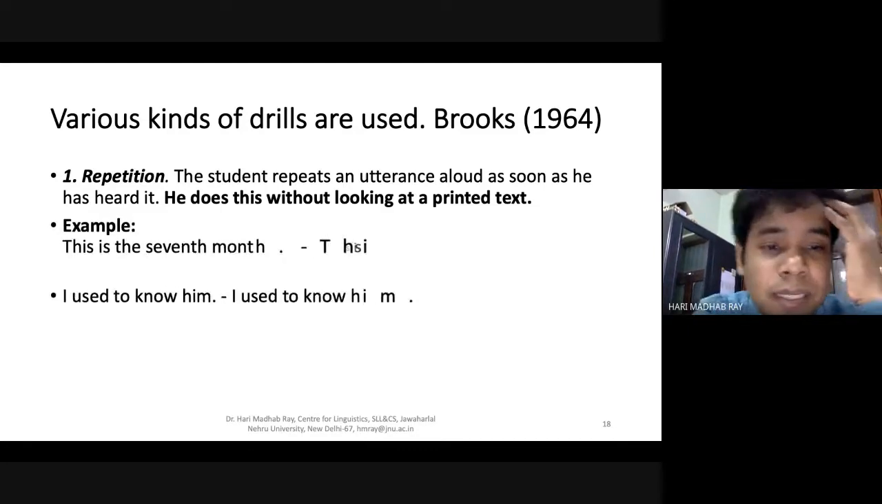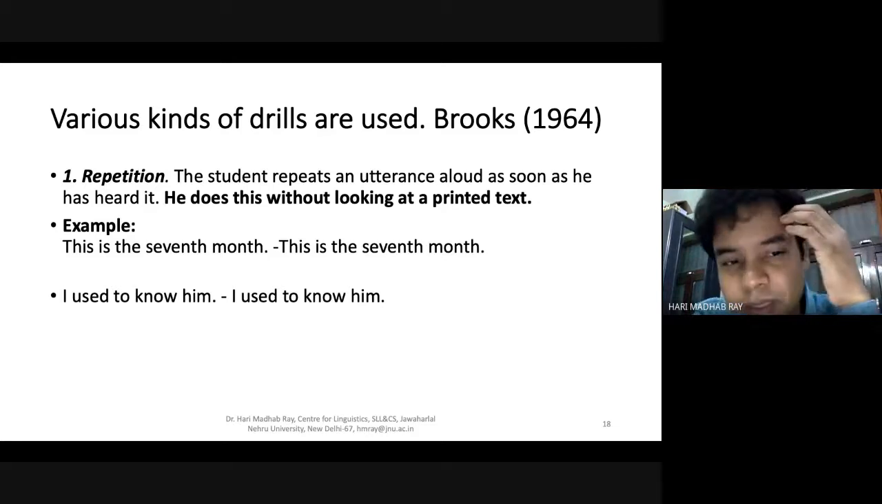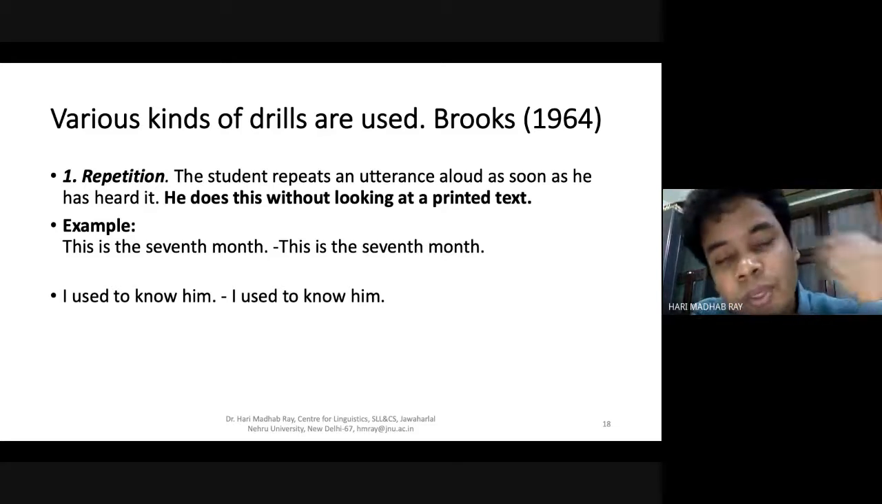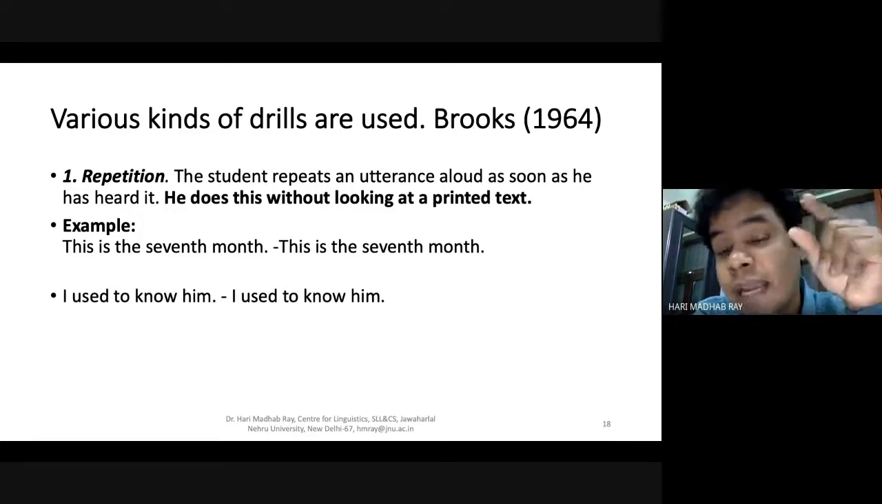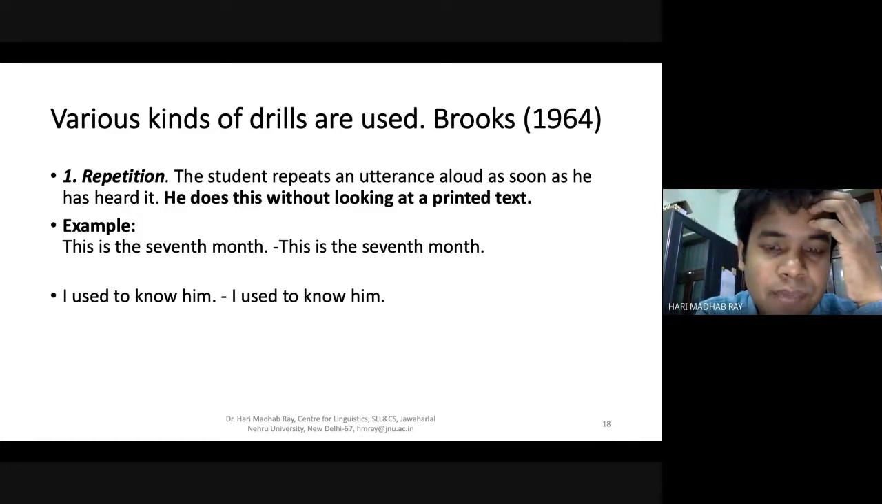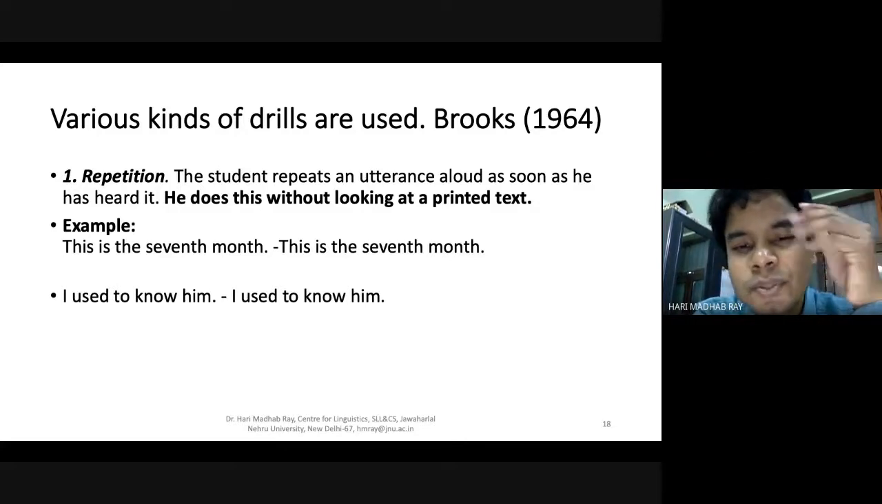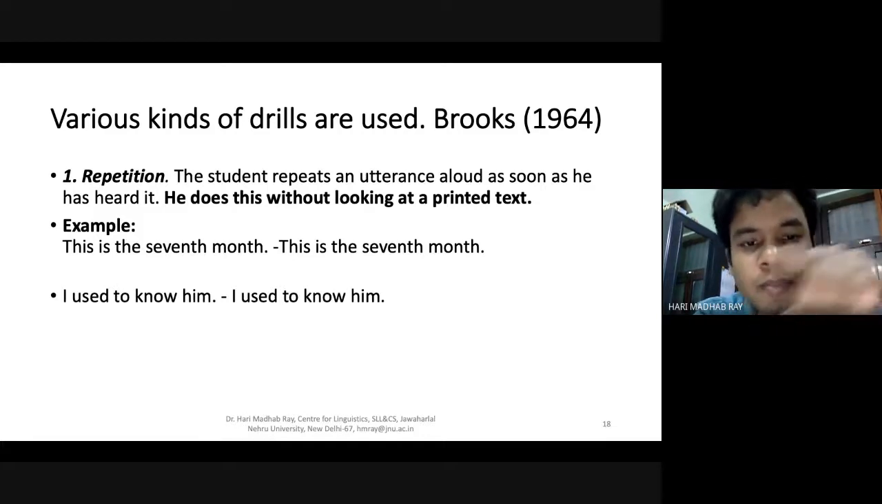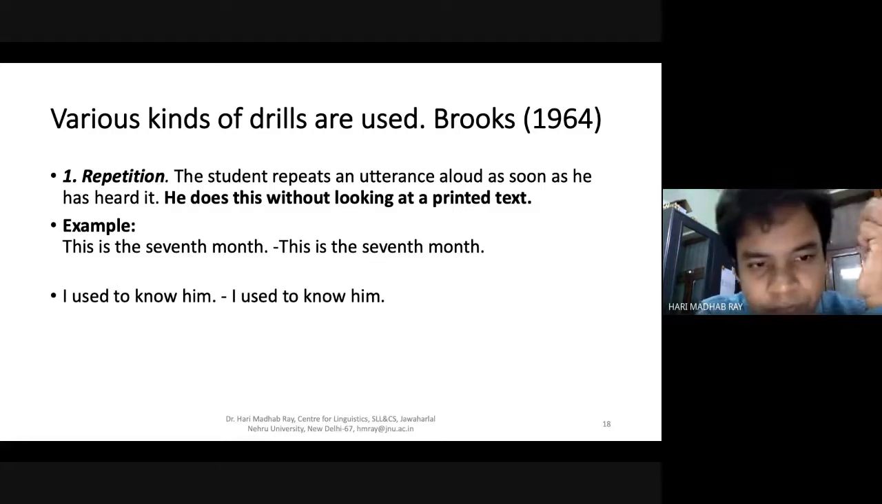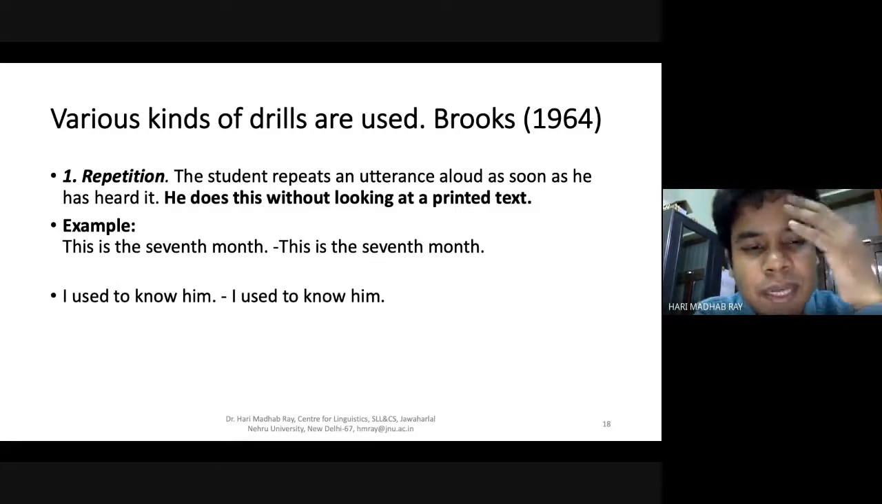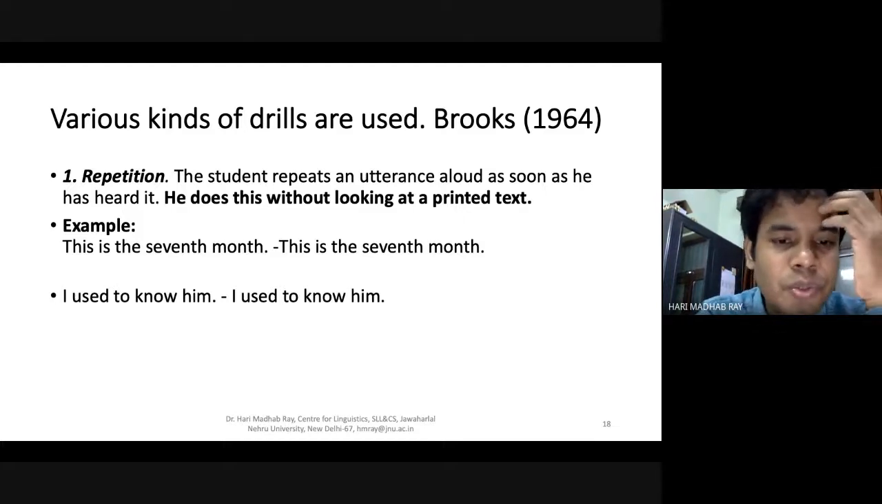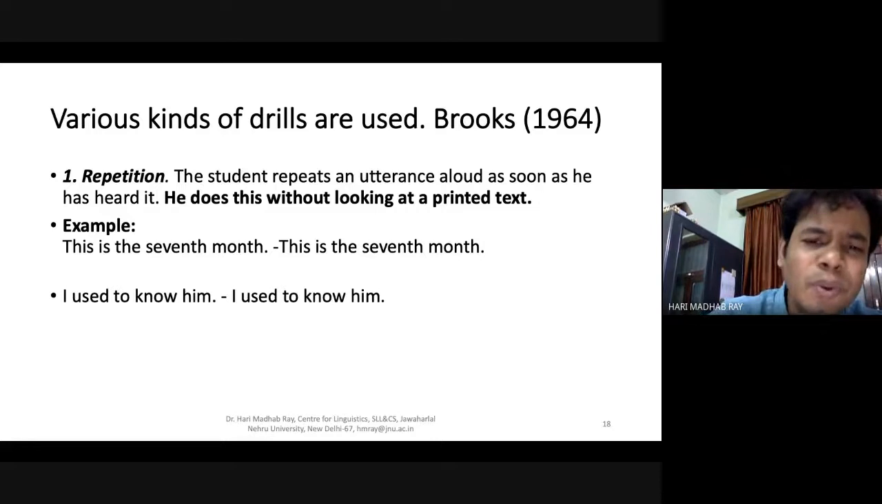For example, "This is the 7th month." "I used to know him." This is repeated with that kind of pronunciation, the phonetics we are talking about, with that particular stress and intonation pattern. Where is the stress? In "I used to know him," you do not need to give accent to "to". So all that kind of thing.